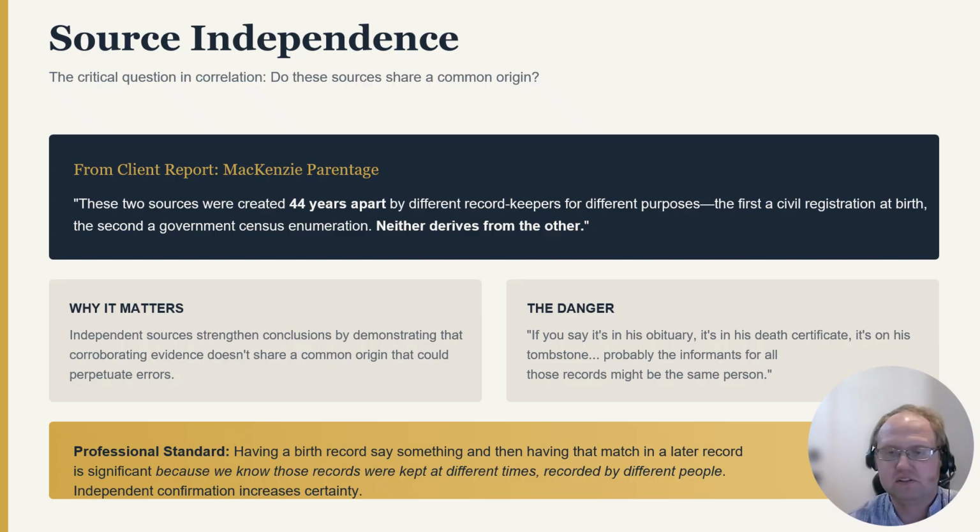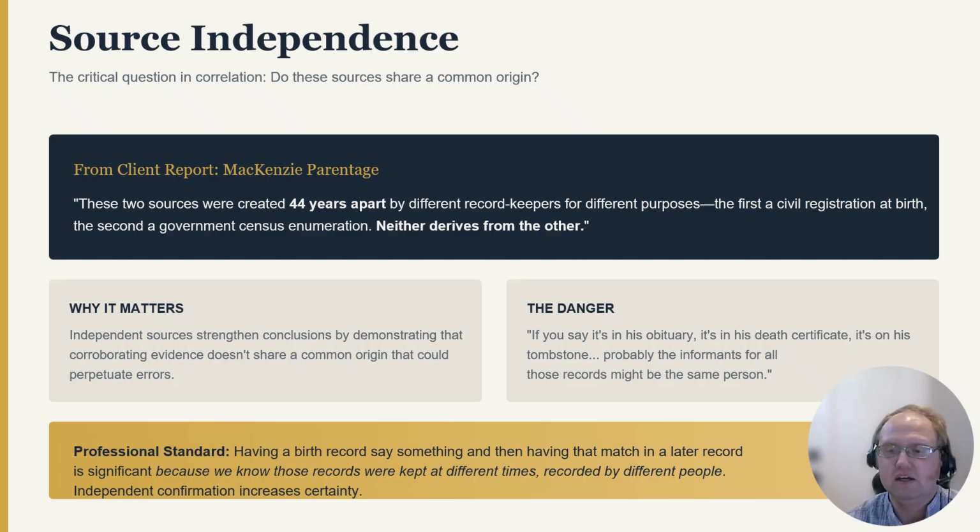But here's the danger. Some people will insist on having three sources for every fact, like you have to have three sources or a certain number of sources. Well, sometimes there aren't three sources for a particular fact. Sometimes there's only one. And also, not all sources are created equal. We have to consider information independence.